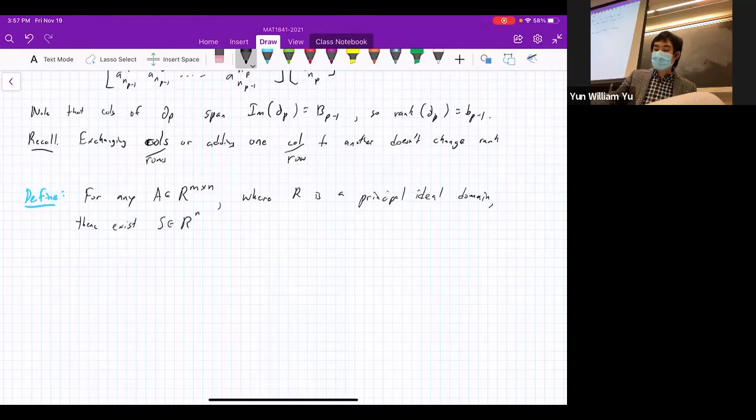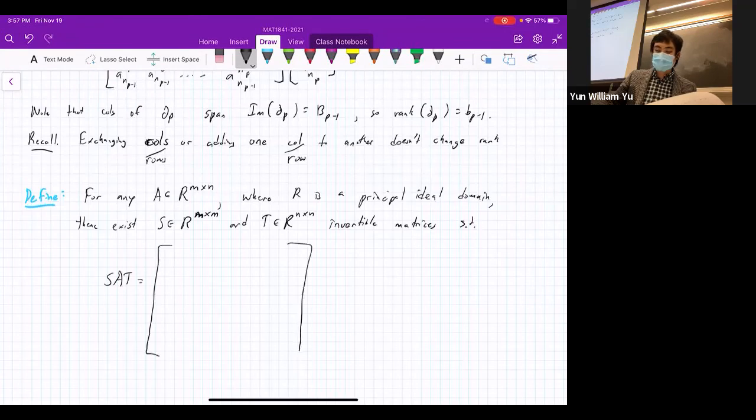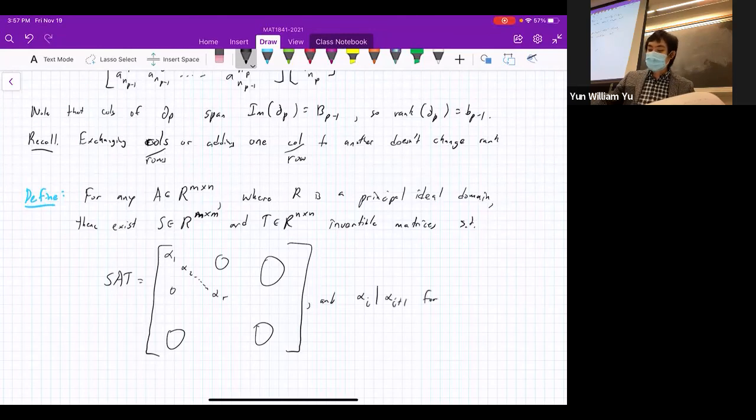S in R^(m by m) and P in R^(n by n) invertible matrices such that SAT is equal to some matrix that has terms on the diagonal up to some point and zeros everywhere else. And it turns out alpha_i divides alpha_(i+1) for 1 less than or equal to i less than r. So what does this look like?